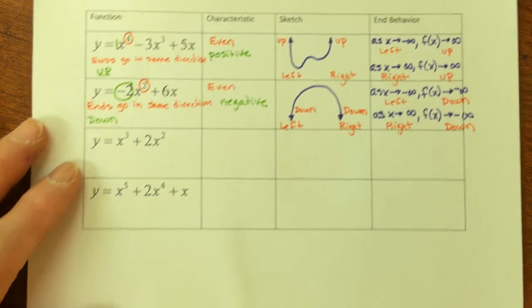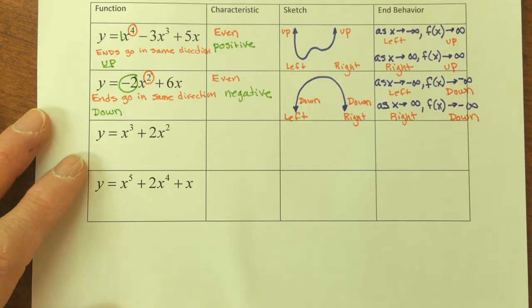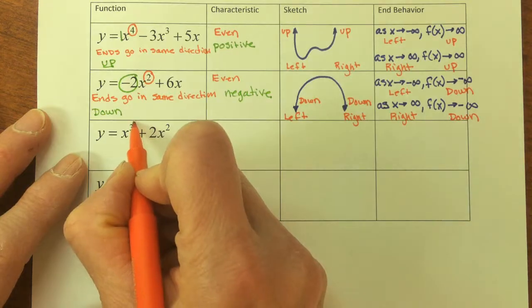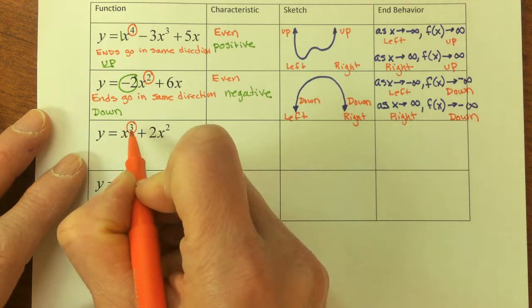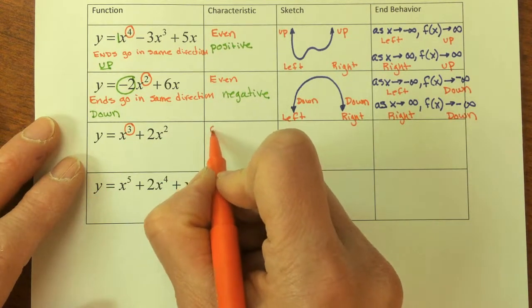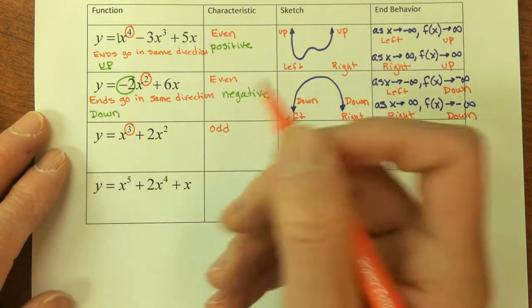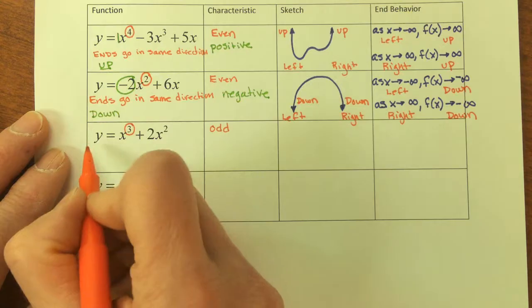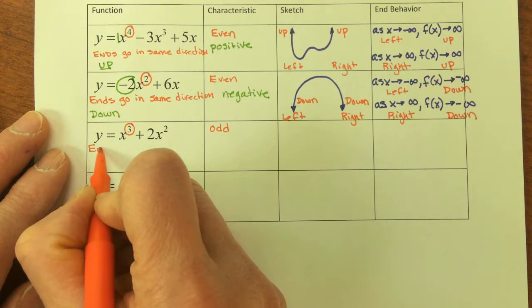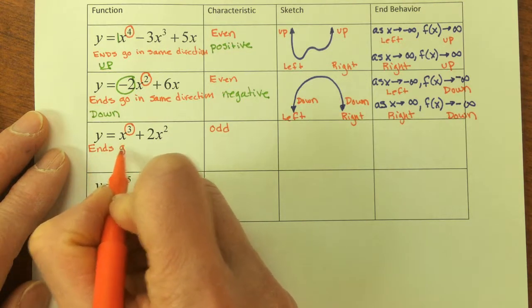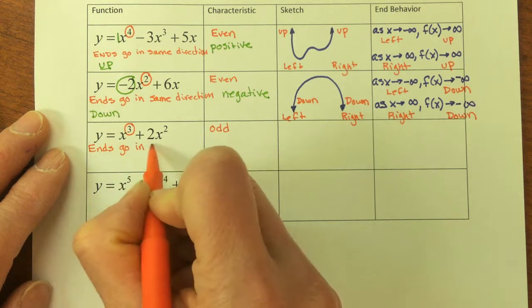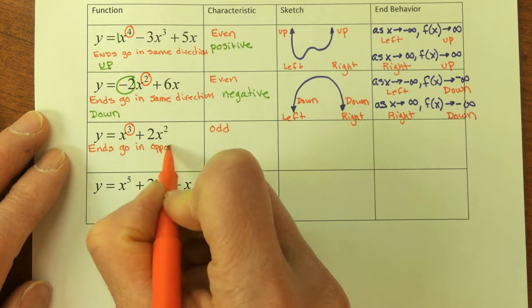Let's look at this next one. First thing I'm going to do is I'm going to look at the degree. 3. This is a third degree. This is an odd function because 3 is odd. So that means that the ends go in opposite directions.